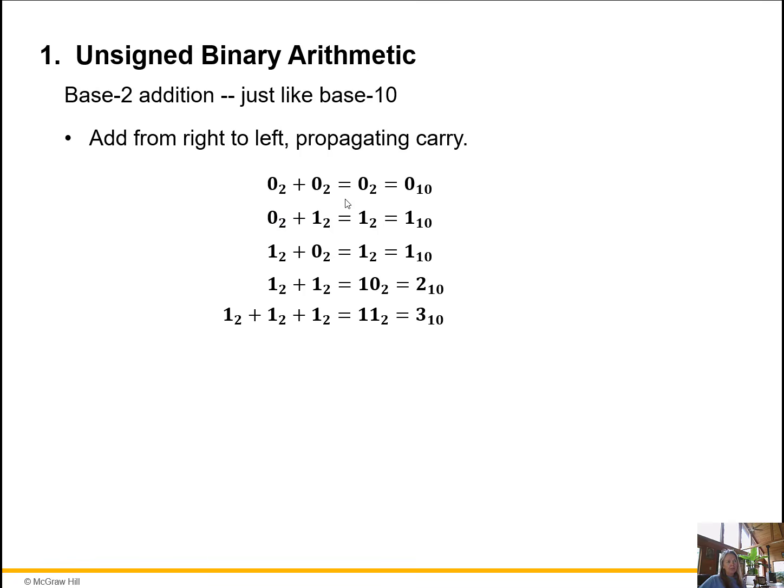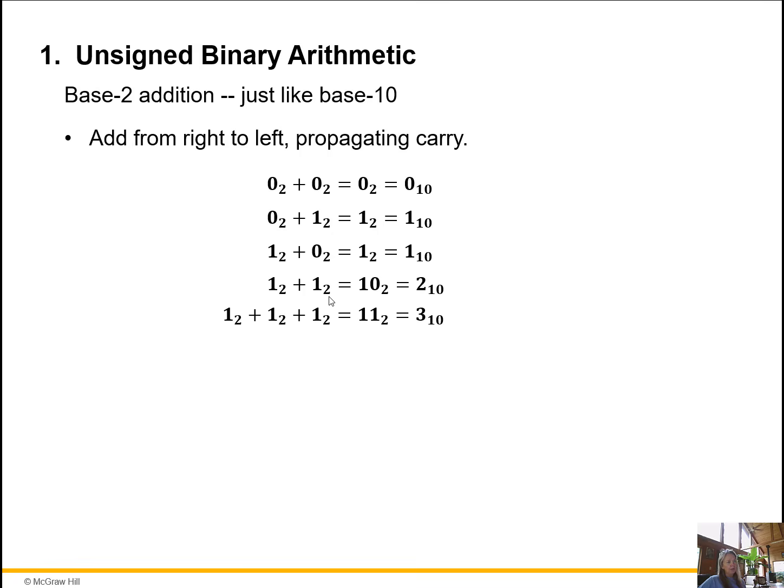A 0 bit and a 0 bit in base 2 added together is going to be a 0. It's a 0 in both base 2 and base 10. That's what that line says. If I add a 0 and a 1 in base 2, I will get a 1. And in base 10, that's also a 1. Likewise, it's commutative if I go the other way. But here's where it gets a little tricky.